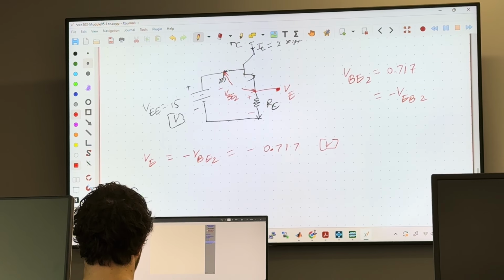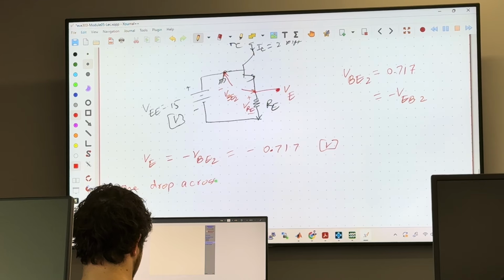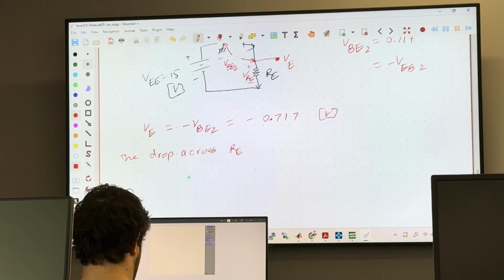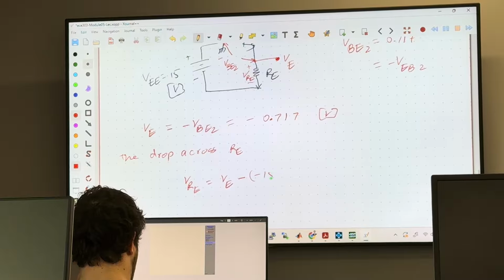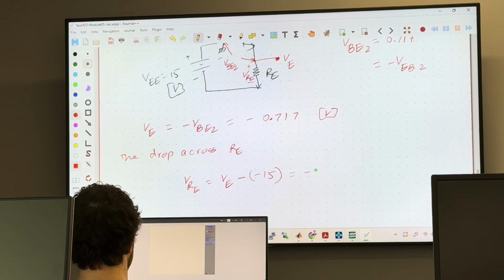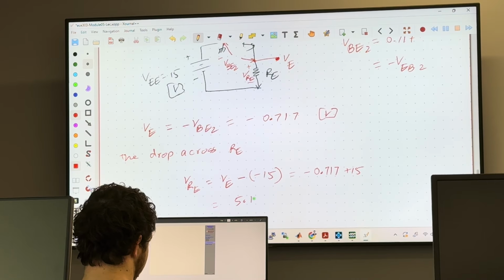Now, the voltage drop across RE, VRE, is going to be VE minus negative 15, which is negative 0.717 plus 15, which is 14.283.